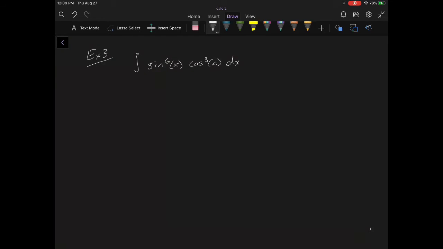In our next example, we're going to look at the integral of sine to the 6th cosine cubed. Now, a good trick to remember, and in general, when we integrate things where we have an even power and an odd power of sine or cosine, we're going to break up the odd power and just use a u substitution on the other one.